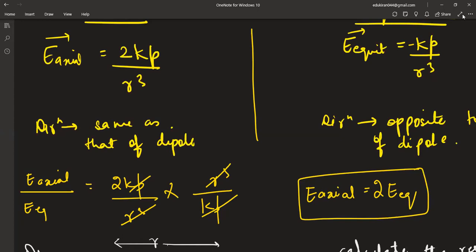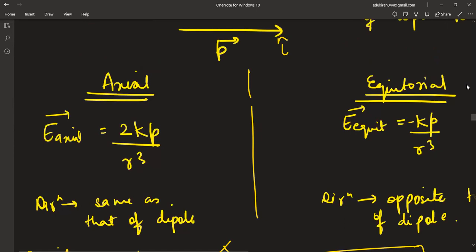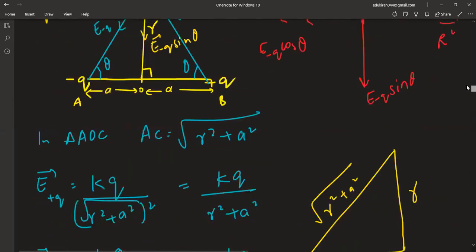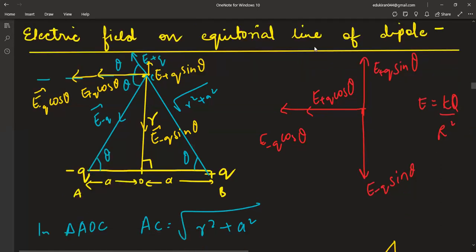This is a conclusion also that you have to remember, and these are the points of differences that you have to remember. Note down the entire derivation, mark this as important. This can come, both the derivations, electric field due to axial or equatorial, both can come. Note it down. Wherever you're not able to understand, let me know.